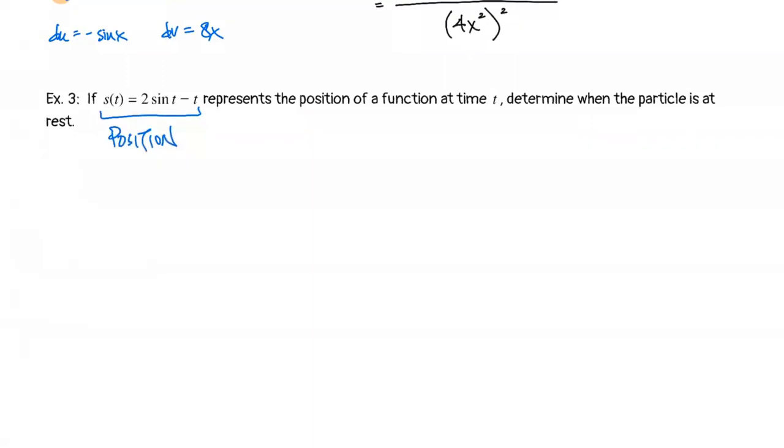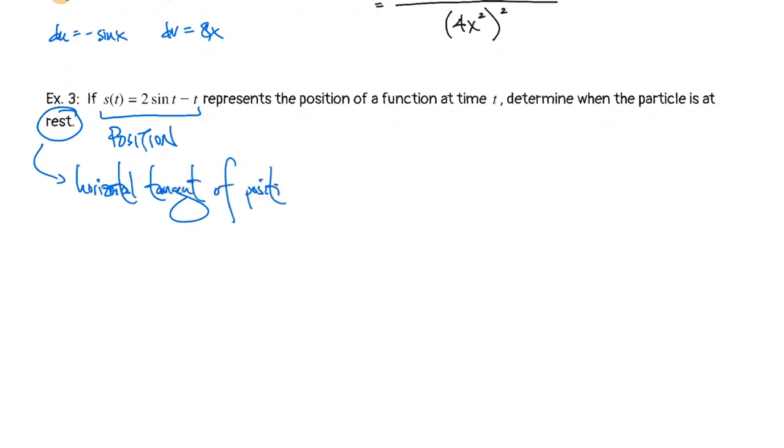Determine when the particle is at rest. And so we've spent a lot of time translating this piece. When a particle is at rest, we are thinking horizontal tangent of position. We're thinking slope equals 0 on the position graph.